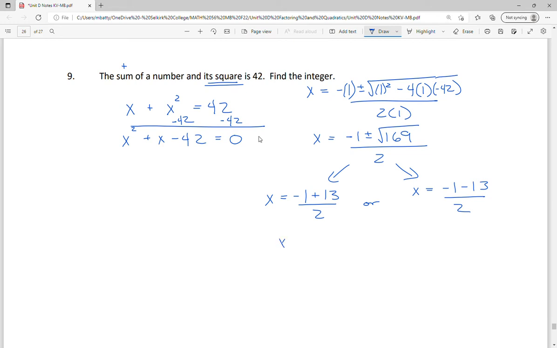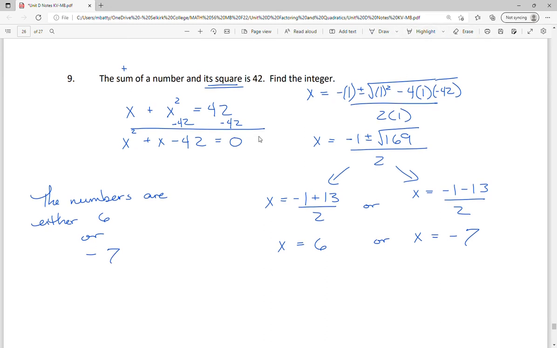This is going to give me that x equals 6, or x equals a negative 7. And there's nothing wrong with having the two options here. The number is either 6 or negative 7. The number is, I should make that, fix my grammar. Whoops, erase. Number is, there we go.